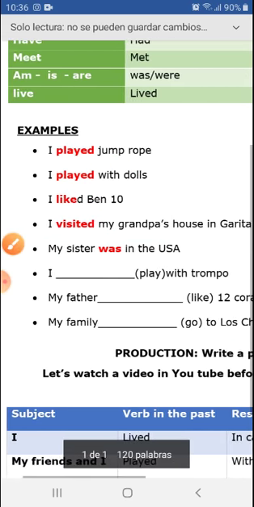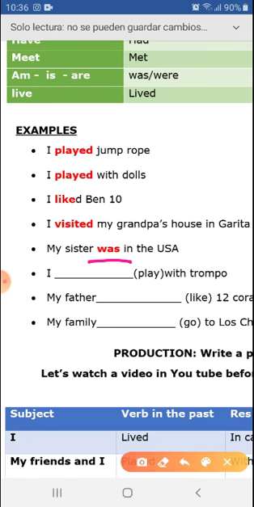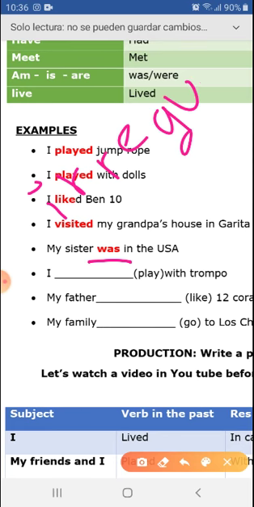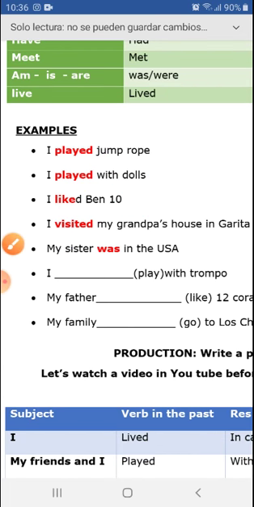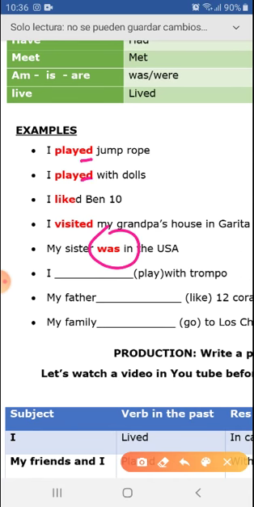Now, this one is different. My sister was in the USA. Regular or irregular? Was is irregular. Irregular, yes? It's an irregular verb in the past. Why do we say that it's an irregular verb? It's irregular because it doesn't finish in ed. No termina en ed como los regulares.